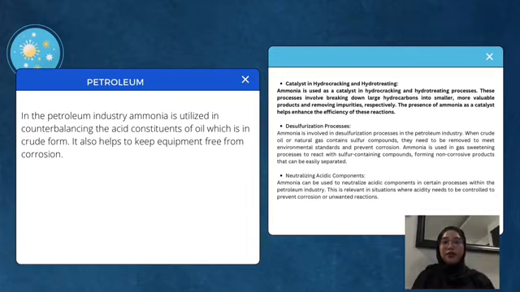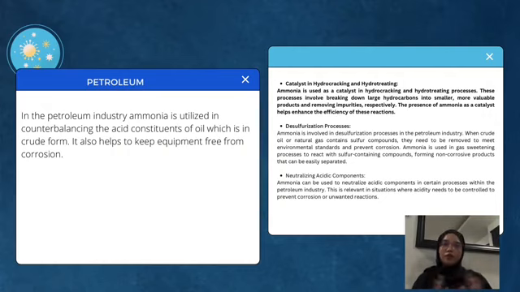Next is neutralizing acidic components. Ammonia can be used to neutralize acidic components in certain processes within the petroleum industry. This is relevant in situations where acidity needs to be controlled to prevent corrosion or unwanted reactions.